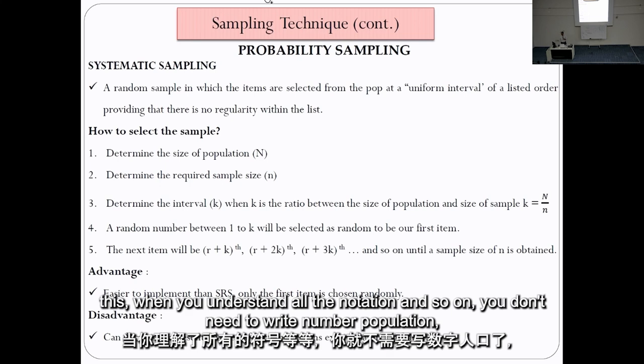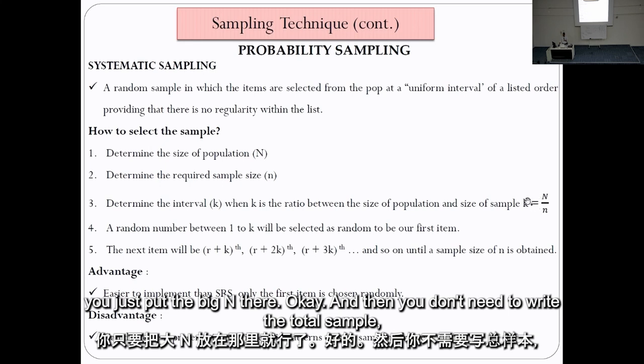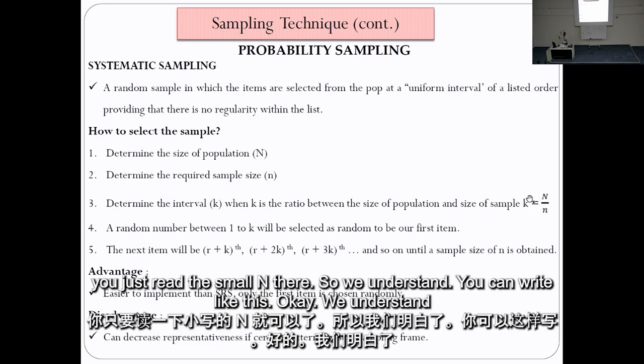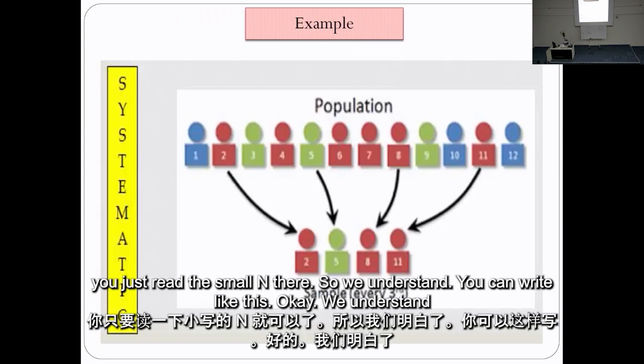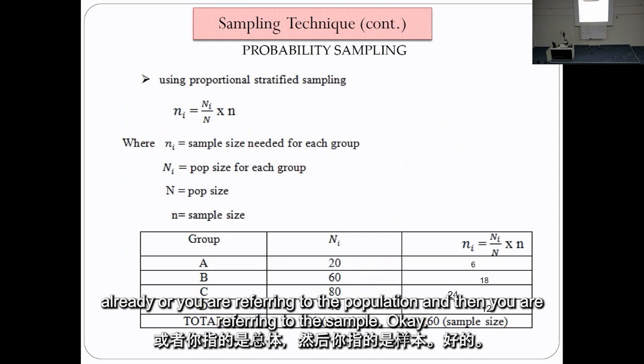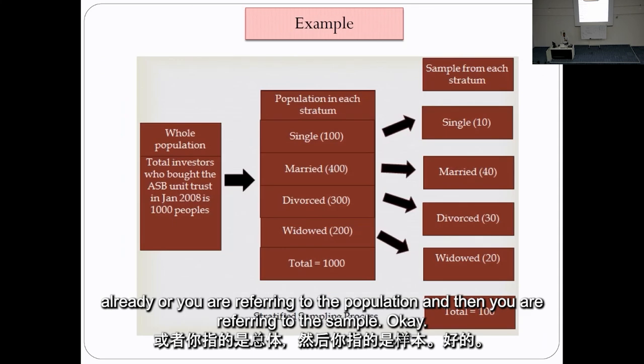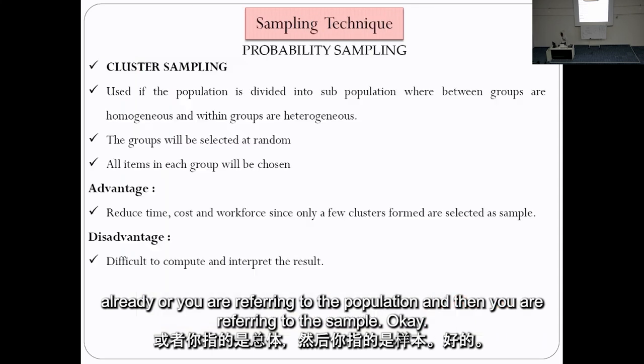Okay, so after this, when you understand the notation, you don't need to write the number of population. You just put the big N there. And you don't need to write the total sample. You just put the small n there. So we understand, you can write like this. You are referring to the population, and then you are referring to the sample.